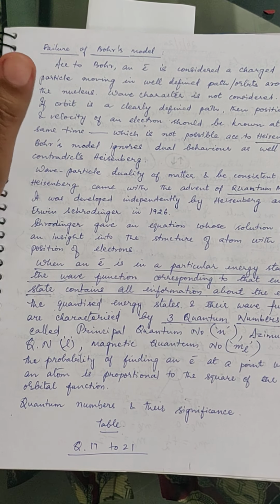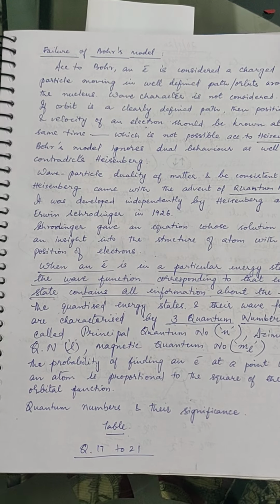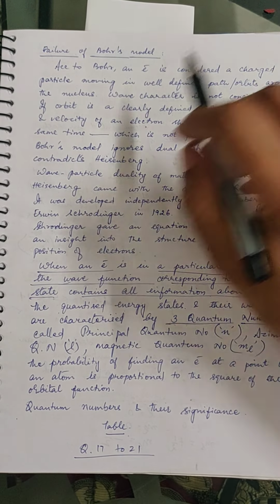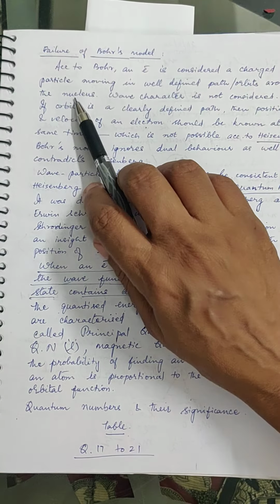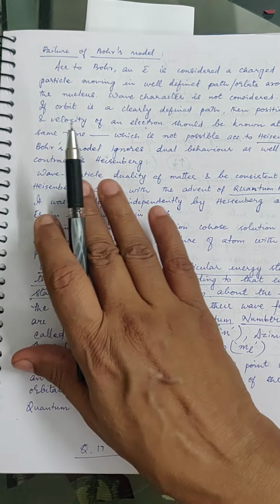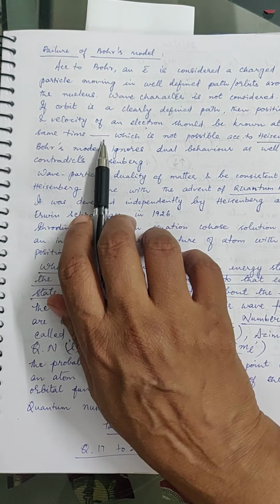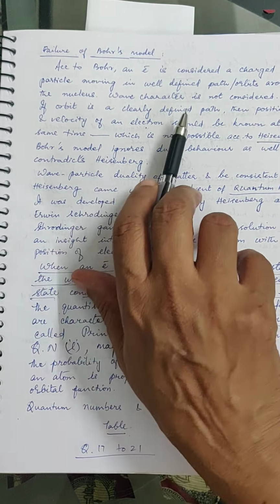Now, what is the failure of Bohr's model? What is it leading to? Let us see. According to Bohr, you know that an electron is considered as a charged particle moving in a well-defined path, that is orbits, around the nucleus. And Bohr's model is not considering wave character. If an orbit is a clearly defined path, then the position and velocity of an electron should be known at the same time.